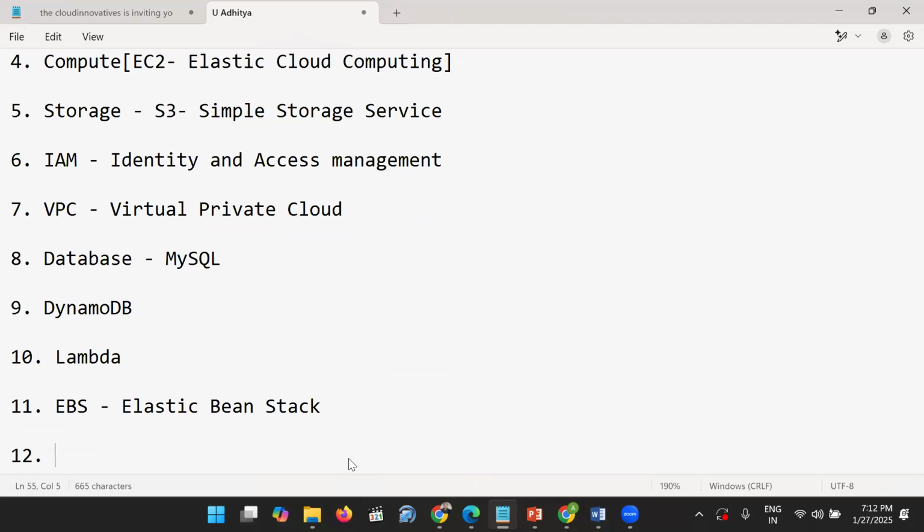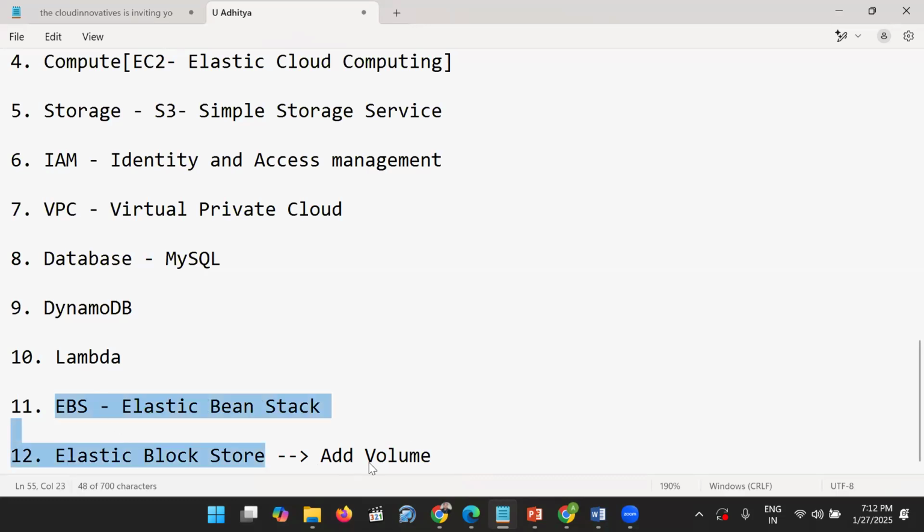Automatically, the resources will be taken care of by AWS. Elastic Block Store is something using which we can add additional volume. It may be for a Linux server, or it may be for a Windows server.